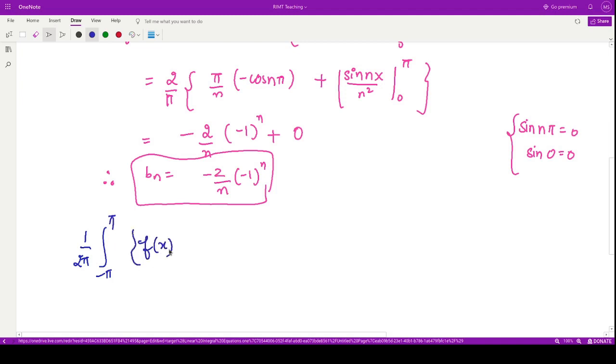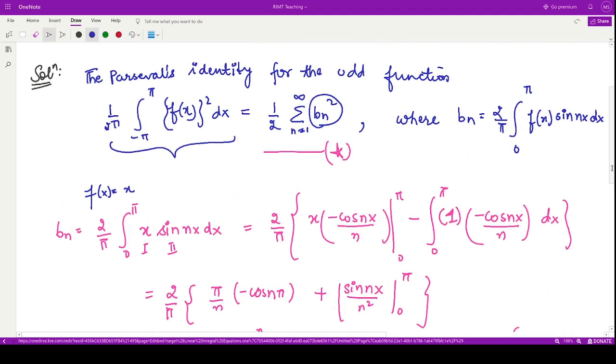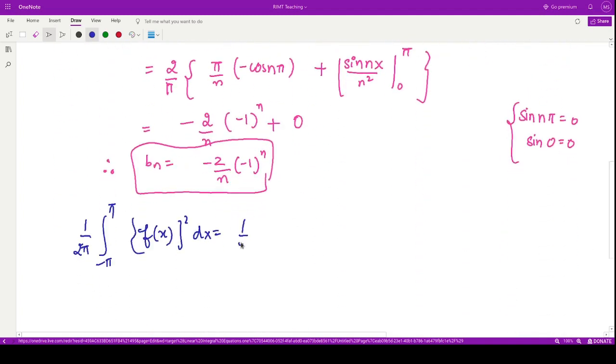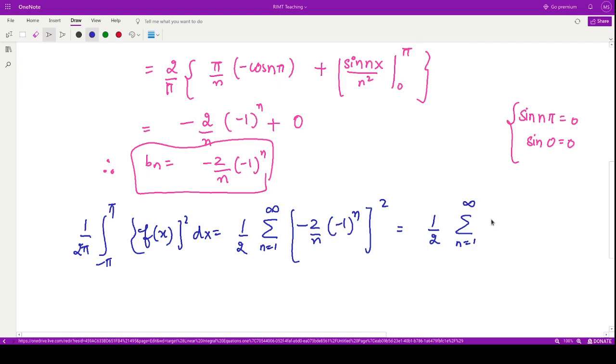The integration of the function square dx is equal to 1 by 2 summation dn whole square, 1 by 2 summation n varies from 1 to infinity, dn is minus 2 upon n minus 1 raised to power n, its whole square. So this becomes equal to the term. Here you could solve this square, so you have 1 by 2 as such, summation n varies from 1 to infinity, right? So you have 4 by n square and you have minus 1 raised to power 2n.